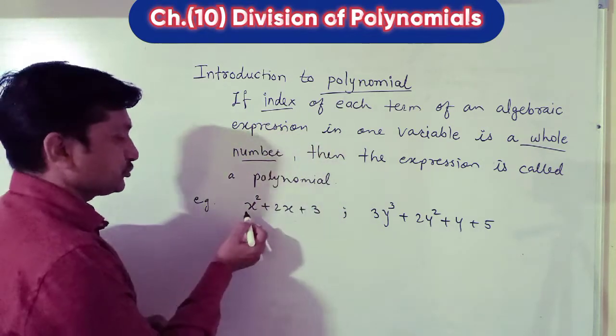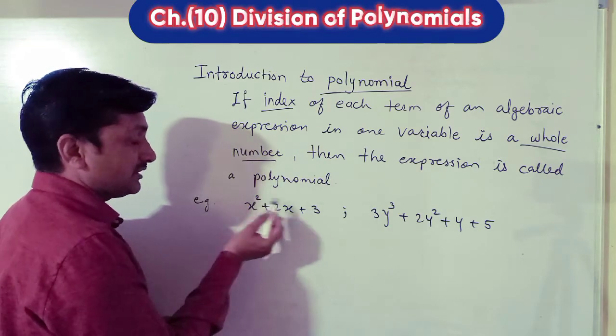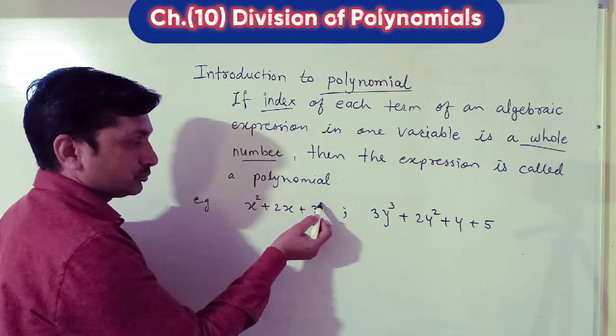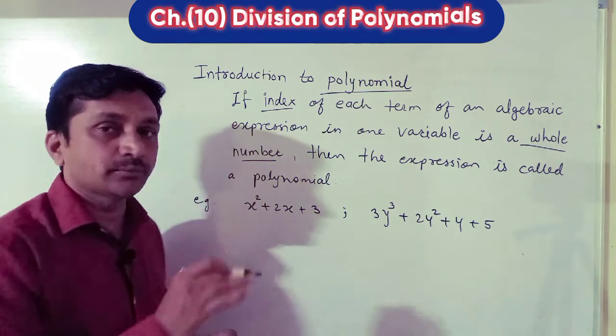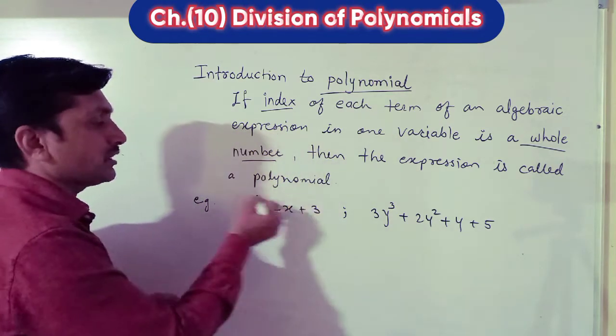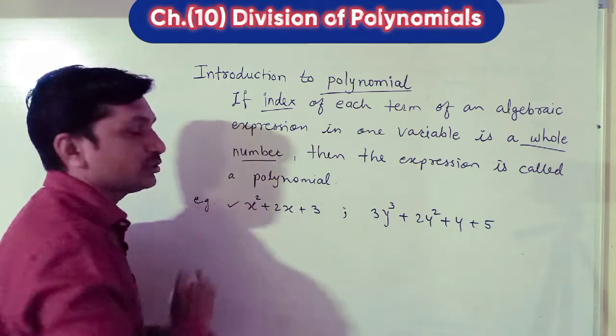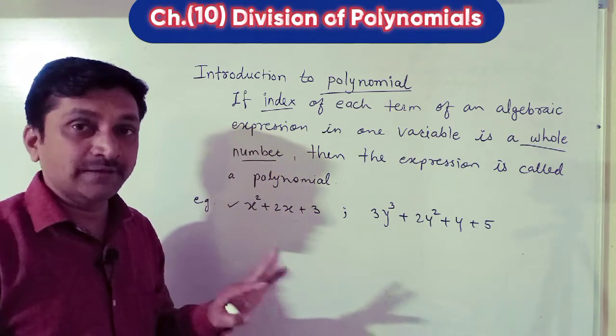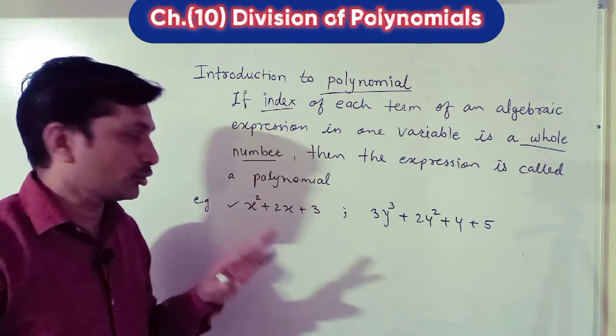For example, here you see x square plus 2x plus 3. See the indices now. Here index 2, here 1, here 0. The index of a constant number is always 0. All three are whole numbers. That's why this is a polynomial. And the type of polynomial is trinomial, three terms.